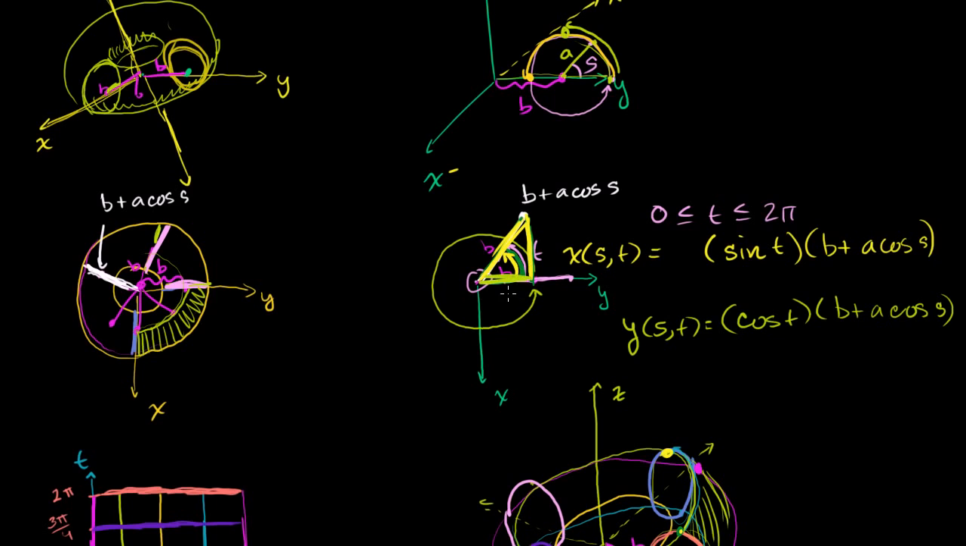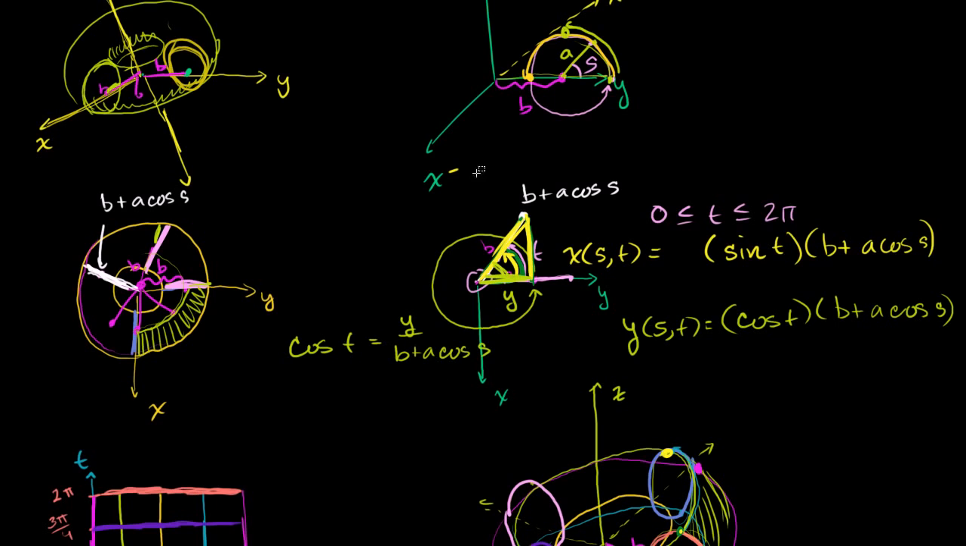I mean, if you say that this is our y coordinate right here, you just do SOHCAHTOA, TOA, cosine of t, CAH, is equal to adjacent, which is y, right? This is the angle right here, over the hypotenuse, over b plus a cosine of s. Multiply both sides of the equation times this, and you get y of s and t is equal to cosine of t times this thing right there.